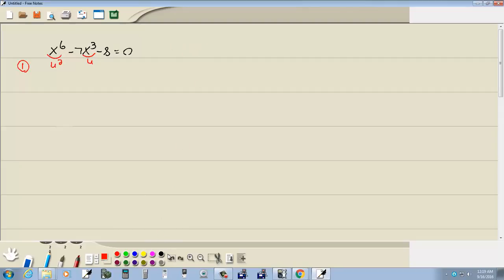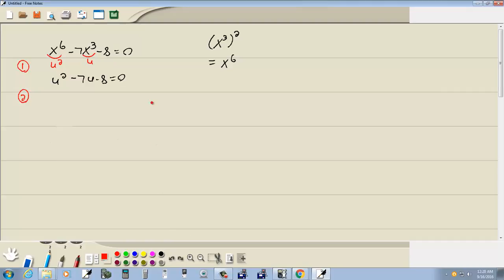Now if you're wondering, well, when do you use this? If you can take your middle part, whatever it is, in this case it's x to the 3rd, raise it to the 2nd power. When you take one exponent to another exponent, you multiply them together, so that gives us x to the 6. So if you can square this middle part and it gives you this first part, that's when you can do the u substitution. Now this becomes u squared minus 7u minus 8 equals 0.